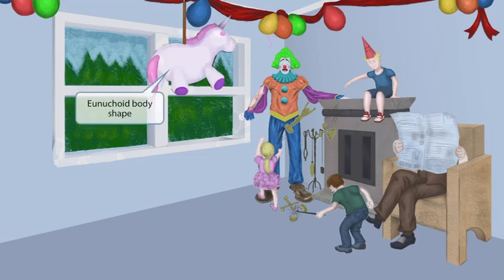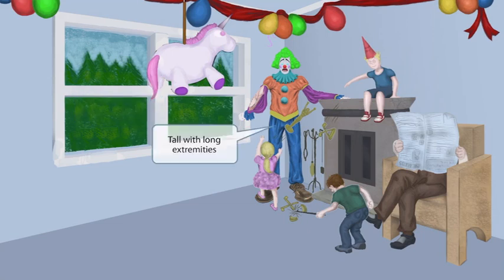Now like many birthday parties, this party has a cute little piñata. It looks like a unicorn. Now unicorn kind of sounds like unicoid, as in the unicoid body shape of Klinefelter syndrome. The word unicoid comes from the word eunuch, which describes men who have been castrated and have become more feminine looking. They have wider hips, narrower shoulders, and overall, their frame just looks more effeminate. So again, unicorn for unicoid body shape.